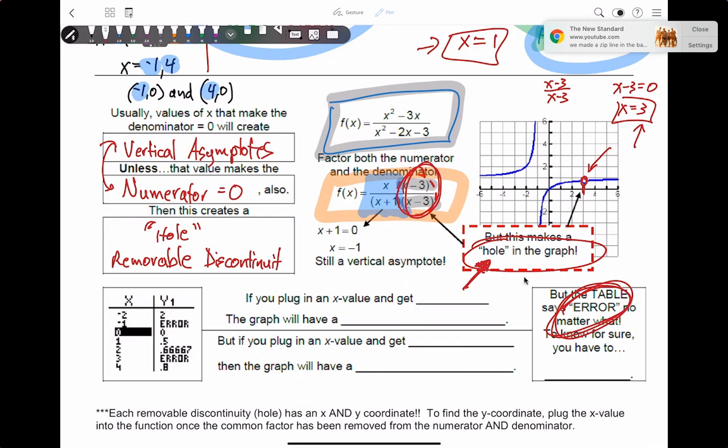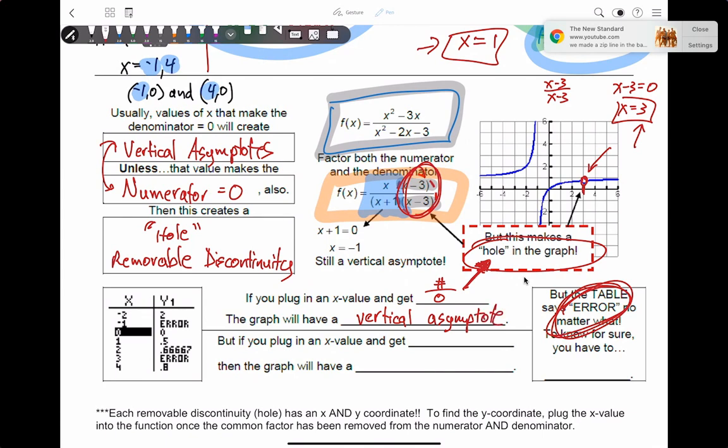And that means otherwise this function right here could be continuous, but it becomes discontinuous because there's a break. There's a hole in the graph. So that's why we call it removable discontinuity. Now, if you plug in an x value and you get x over 0, then we know that the graph is going to have a vertical asymptote.